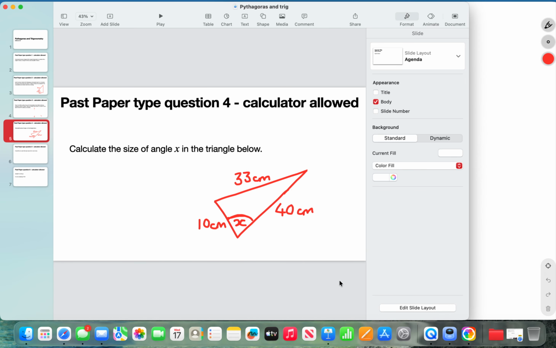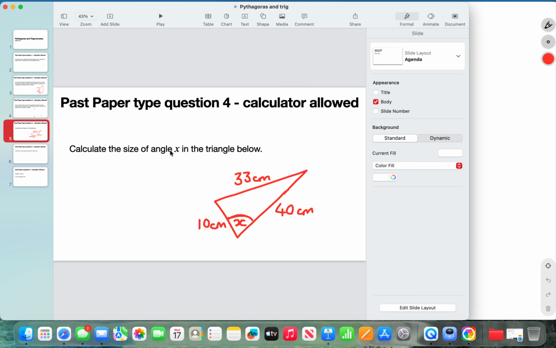And this is question 4. You're allowed a calculator, and this one is one of the more easy questions. Calculate the size of angle X in the triangle below. Now this one's not right angled, or at least we don't know if it's right angled, so we can't make the assumption that it is, so we can't use Pythagoras or right angled trigonometry.